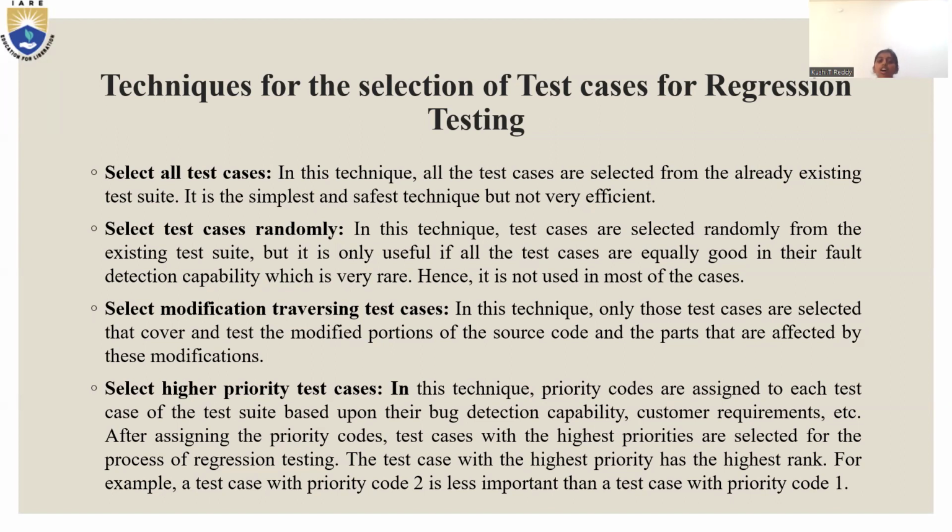Next is select higher priority test cases. Generally, the test cases which are in higher priority, which are preferred more, you will select based on their priorities. In this technique, priority codes are assigned to each test case of the test suite based upon their bug detection capability, customer requirements, etc. After assigning the priority codes, test cases with the highest priorities are selected for the process of regression testing. The test case with the highest priority has the highest rank. For example, a test case with priority code 2 is less important than a test case with priority code 1.